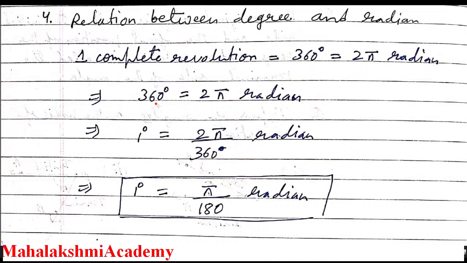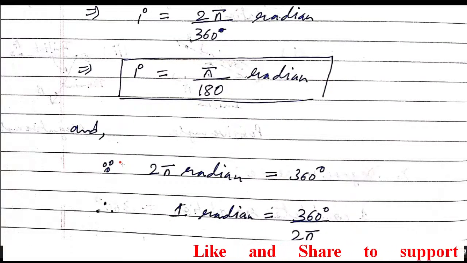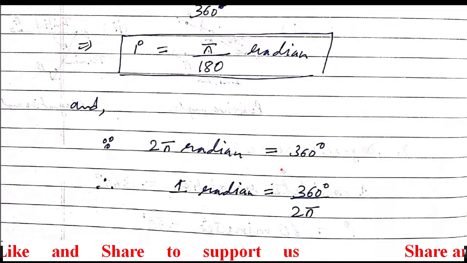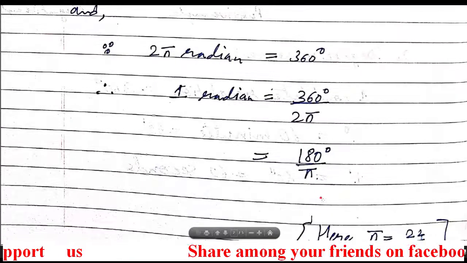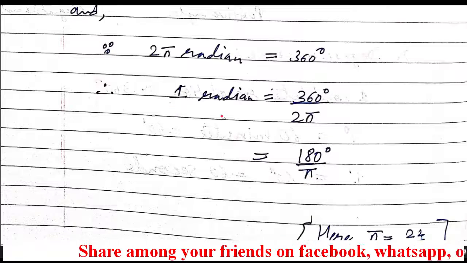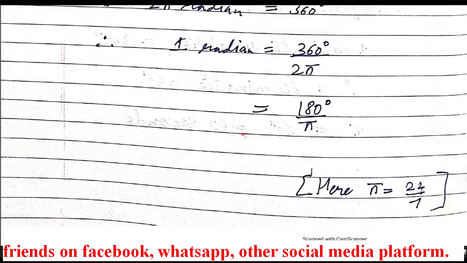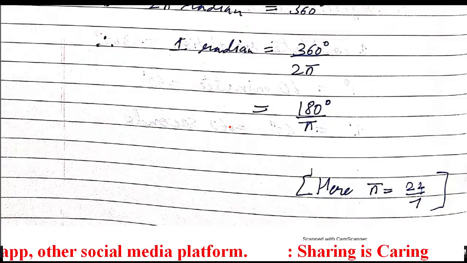1 degree is equal to, because we want 1 degree, this 360 will move down. Cancel it, you will get pi upon 180 radian. This is going to be very useful for us: 1 degree is equal to pi upon 180 radian. Since again we want 1 radian equal to how many degrees, we start with 2 pi radian equal to 360. Since we want 1 radian, 2 pi shifts down. Cancel it, so you will get 1 radian is equal to 180 upon pi degree. It's also an important formula. I hope it's a little clear to you now what is degree measure and what is radian measure.